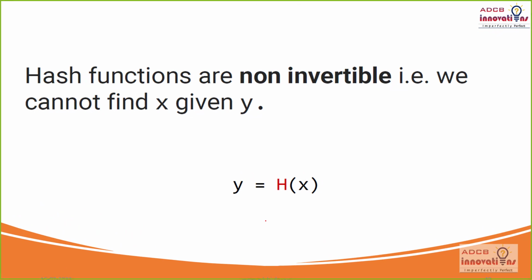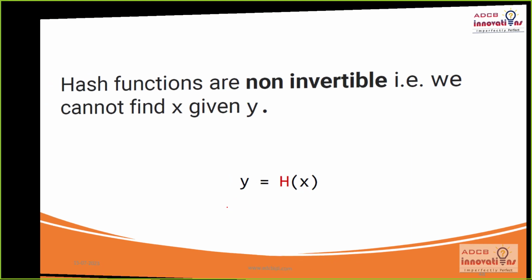Now, some more things about hash. We are using hashing in everything, like in SHA-256 and in this proof of work system. So why are we using it? Because hash functions are not invertible. That is, we can find the hash of x given x, but we cannot find x if y is given. That's why hash functions are not invertible.